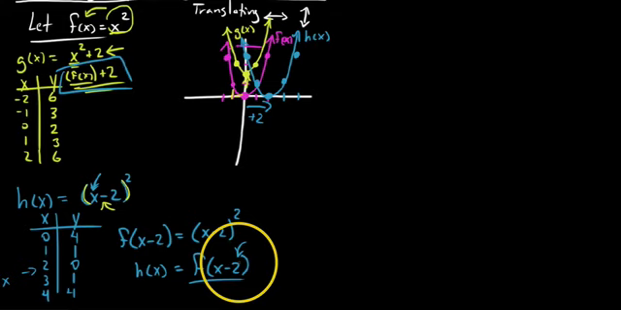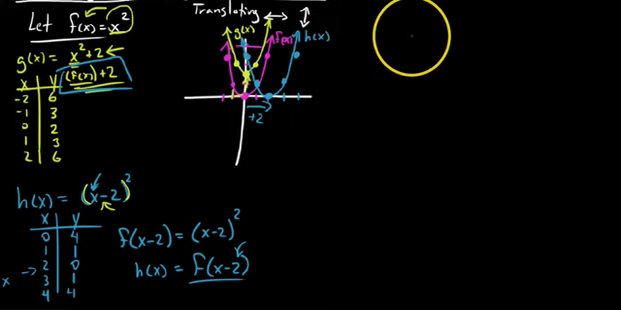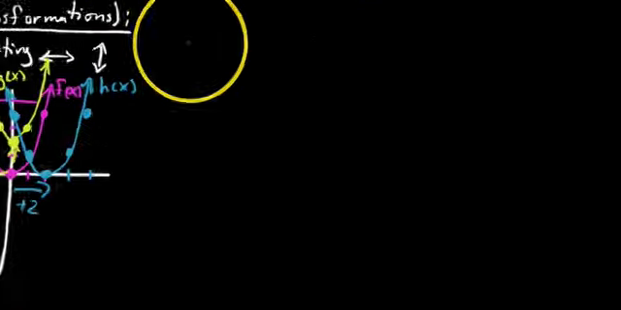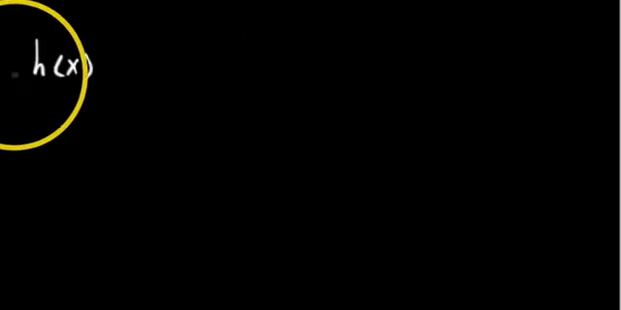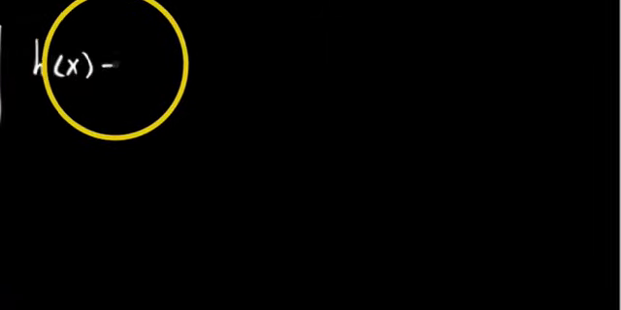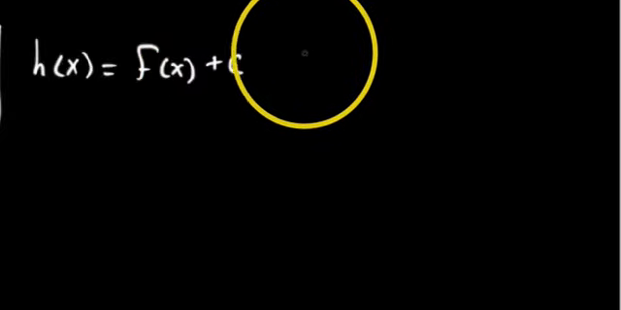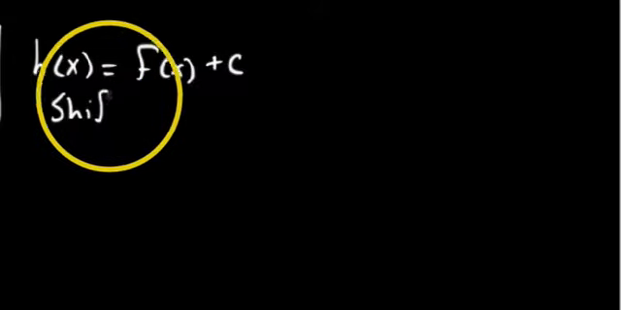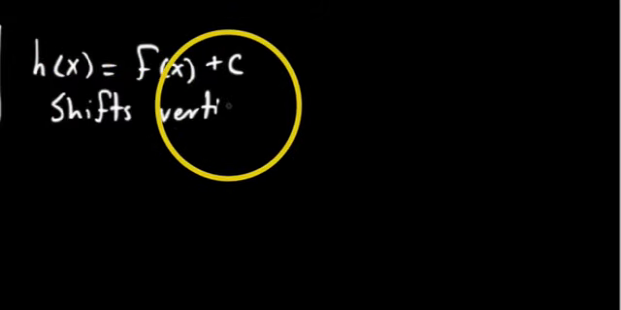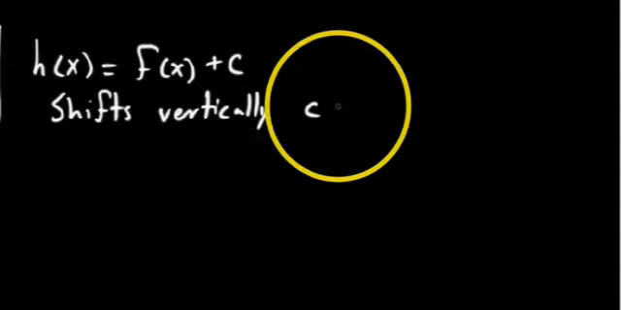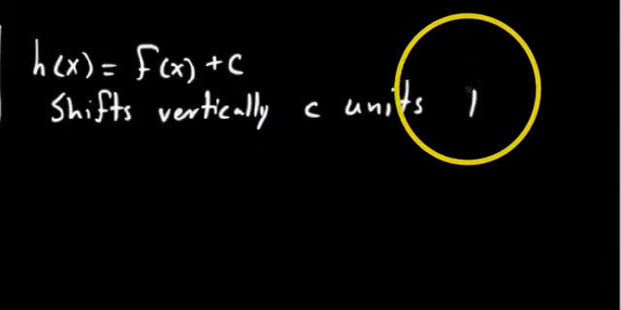So what we'd like to do here is generalize what we see going on. We're going to talk about how these constants, either on the outside of f of x or the inside of f of x, alter an original graph. So we'll define it like this. Suppose we had some function h of x. Translations. h of x is equal to some original parent function f of x plus c. What this does is it shifts vertically c units, and in this case, up.